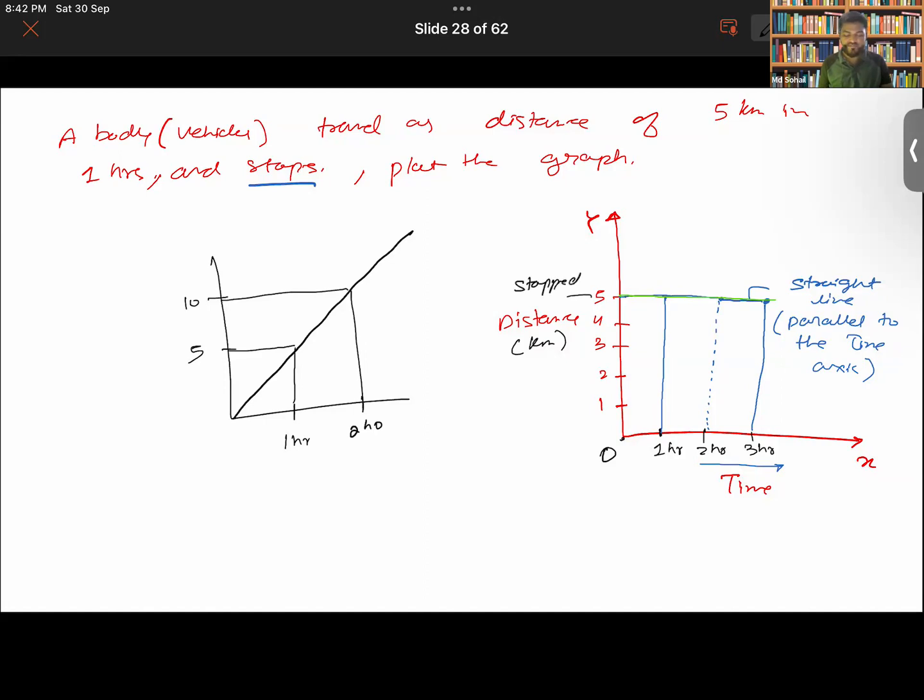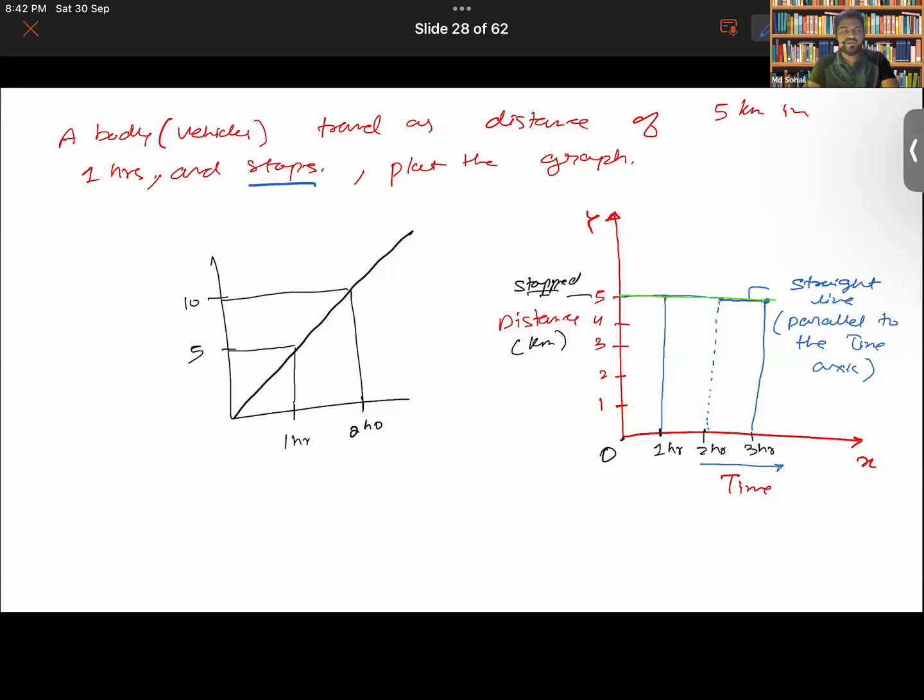What would be the speed if you were to find it here? Will the body have speed? No. Since the body is at rest, the speed will also be 0. But if you were to ask what the speed was just after 1 hour, when the body just stopped? Before stopping, the speed was obviously 5 kilometers per hour. But thereafter, since the body came to rest, the speed is 0.